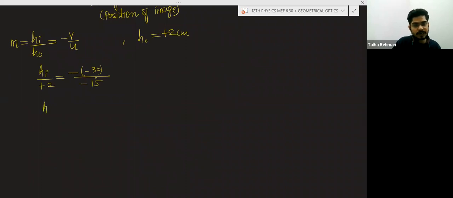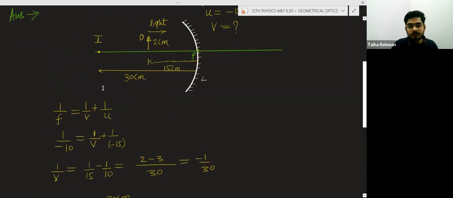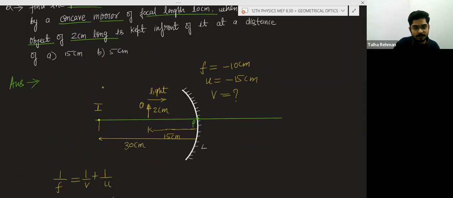So height of image you will get 15 to the 2, and this minus and minus will cancel out. Here will be 2, plus 2 and 2 is equal to 4. There is one more minus sign, so the height of the image you are getting is minus 4 centimeter. What is this minus sign indicating? Height of the image is negative means the image is formed below the principal axis. So somewhere here the image will form, and this will be an inverted image.